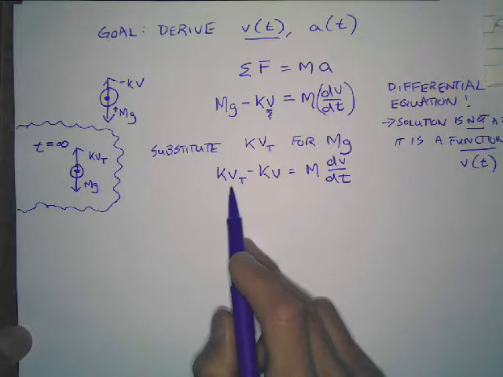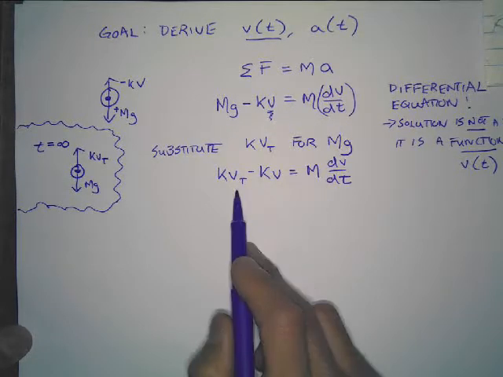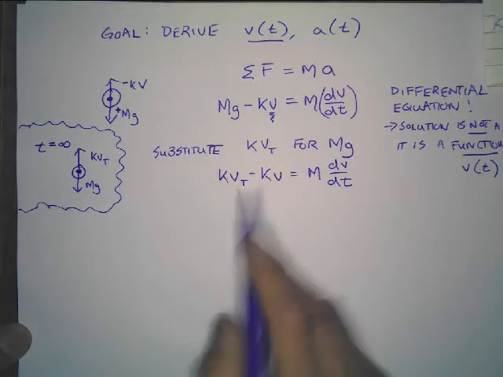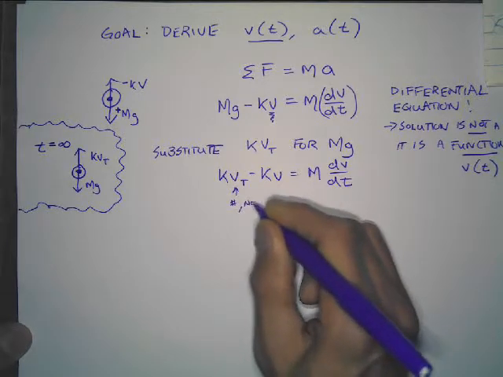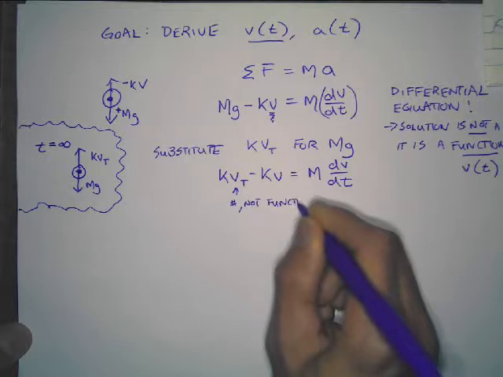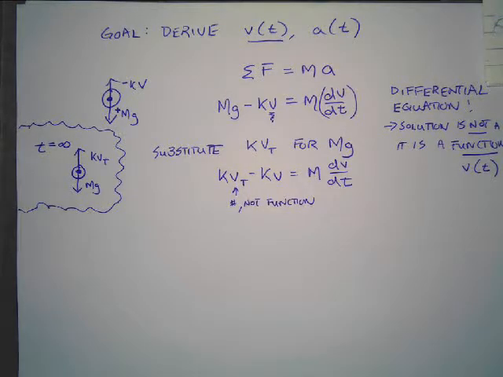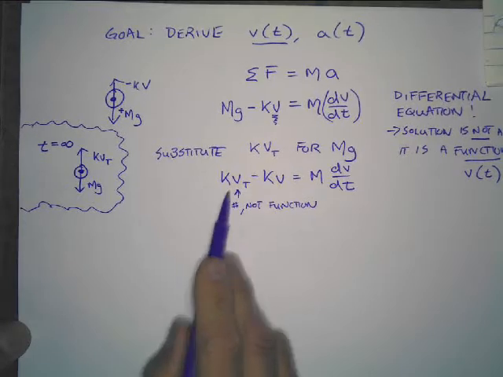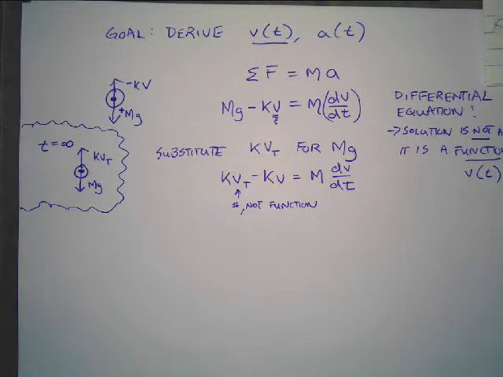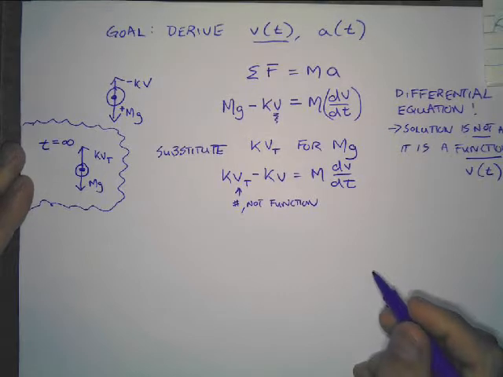And the reason I'm doing that is because I want to get as many v's in my formula as I can. Please note that this vt is just a number. It's not a function. So when we proceed with solving this, we are not going to treat that like a function. It's just going to be some type of a number. But it's convenient to use that instead of using mass times gravity.